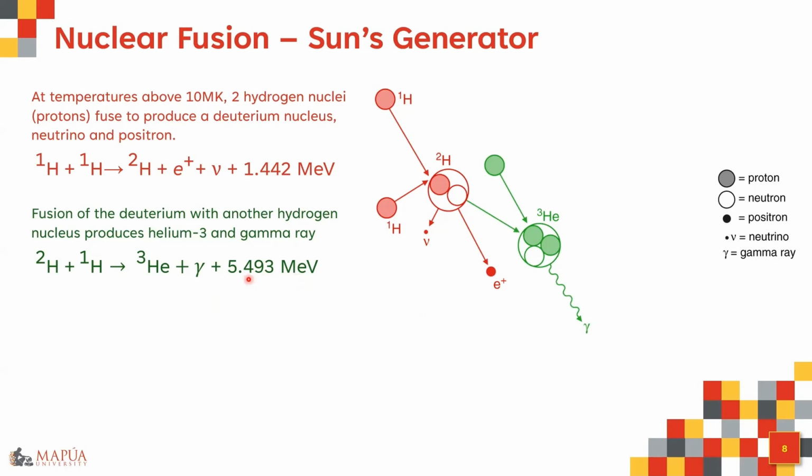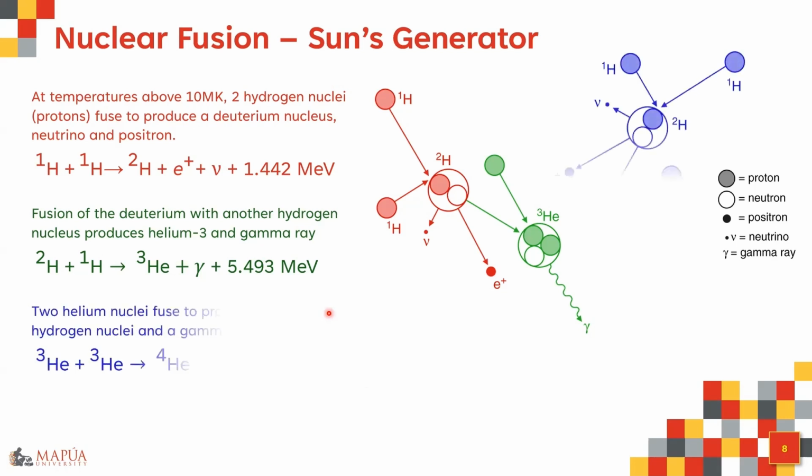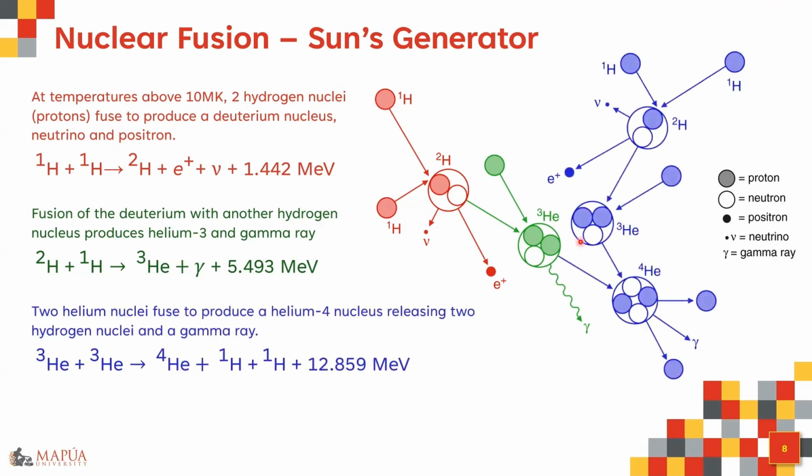And this gamma ray is worth about 5.493 mega electron volts. Remember, this is energy as well. And then this helium-3 ion fuses with another helium-3 ion produced by the same process.